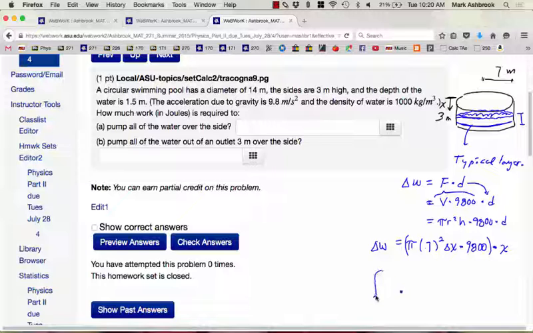Because we got the volume times the weight density times the distance that layer has to go, x. So then that's going to be pi 49 pi times 9800 x dx. And then x is going to go from what to what? 1.5 to 3. Yep, the first layer we have is at 1.5 from the top, and the last one's 3, so 1.5 to 3. And that will pump all the water out the side, up just over the top of the rim.